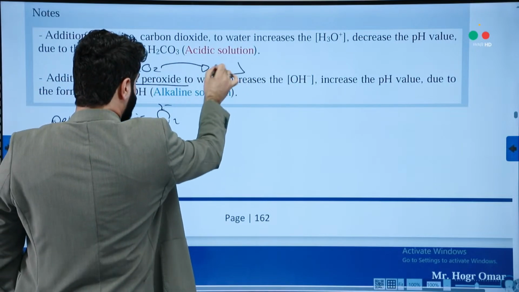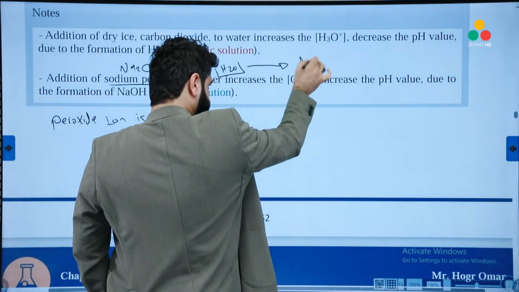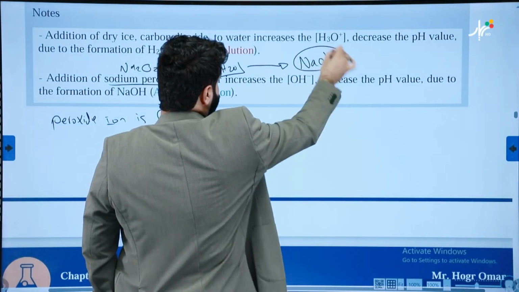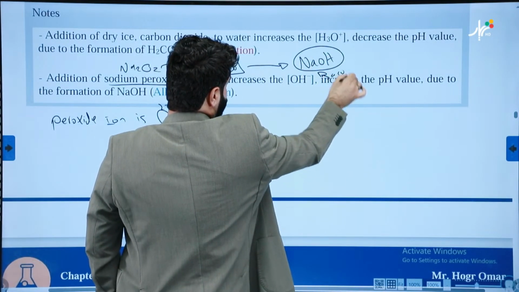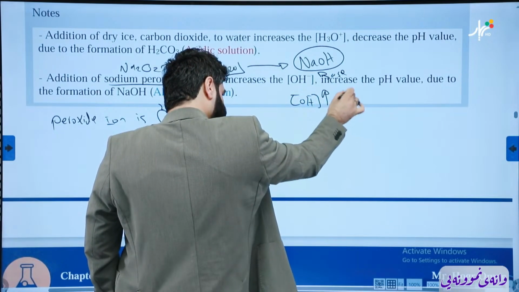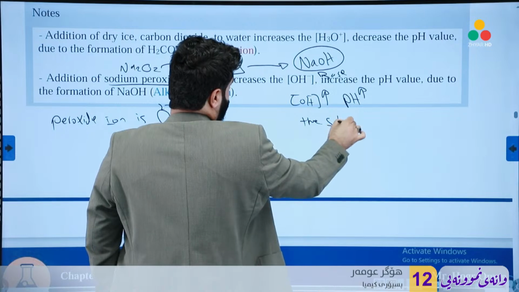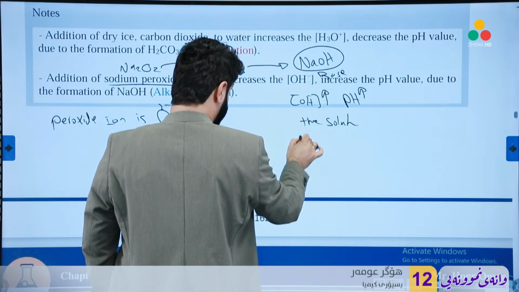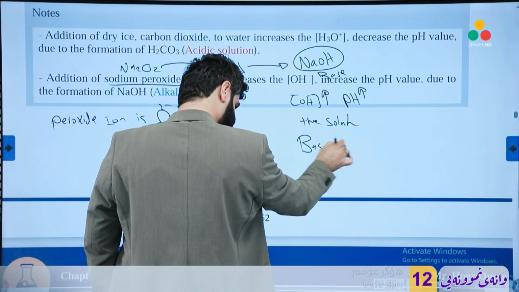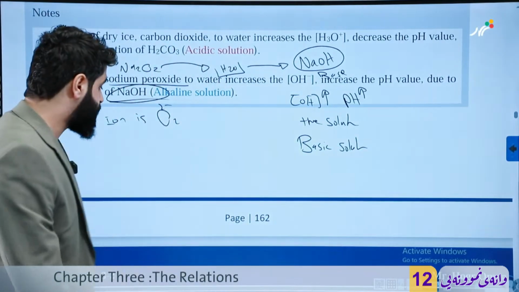If we add sodium peroxide to H2O, so the solution will become what? It will become NaOH, which is basic. This is a base. Okay, bases increase OH. If OH is increased, then pH is increased, and the solution will become a basic solution. Basic solution of NaOH, alkaline solution.